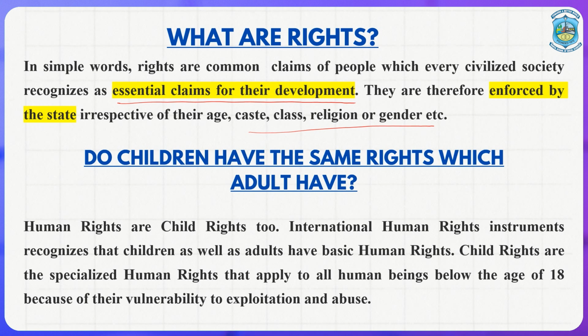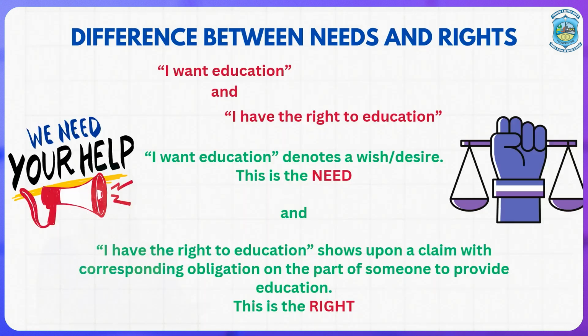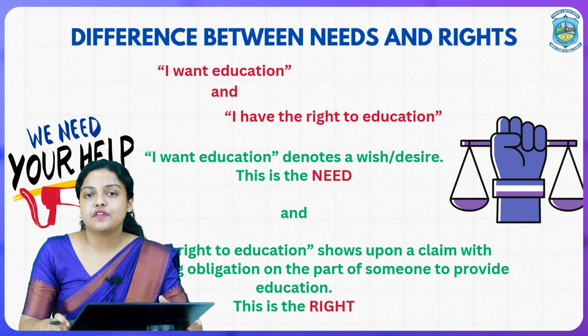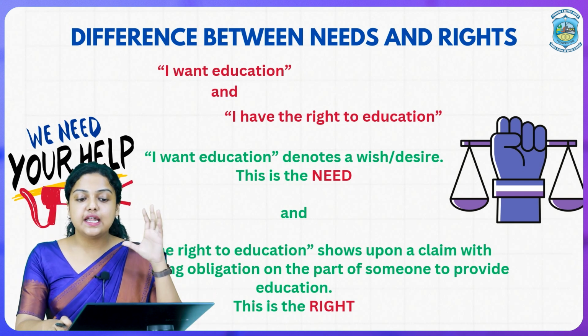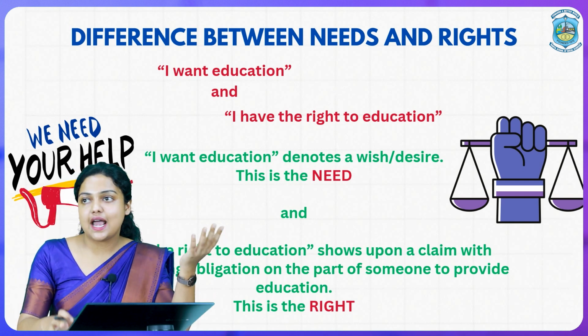The next heading is, do children have the same rights which adults have? So we know child rights, we can say, are specialized human rights. Here we can see international human rights instruments recognize that children as well as adults have basic human rights. Child rights are specialized human rights that apply to all human beings below the age of 18 because of their vulnerability to exploitation and abuse. Now, in the next slide we will be looking at the difference between needs and rights. So, what is a need and what are rights?